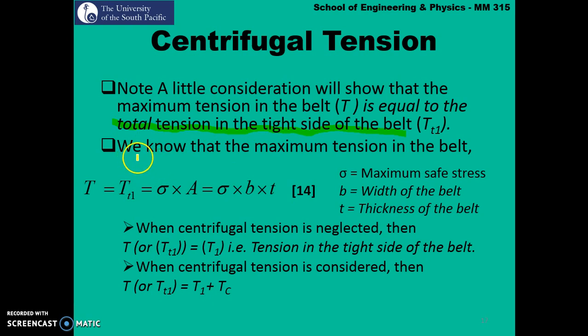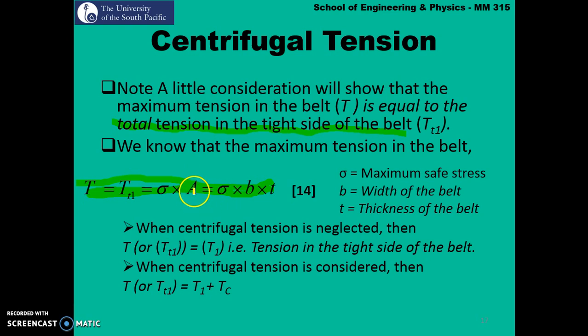Now if we know the maximum tension in the belt, then equation 14 is very, very important. What equation 14 says is that the maximum tension, which is capital T, is simply equal to the total tension on the tight side of the belt, and this is also equal to sigma times your cross-sectional area, right?